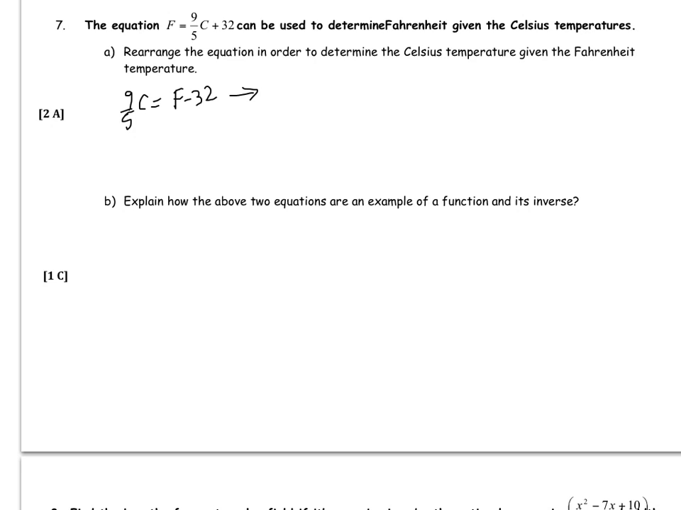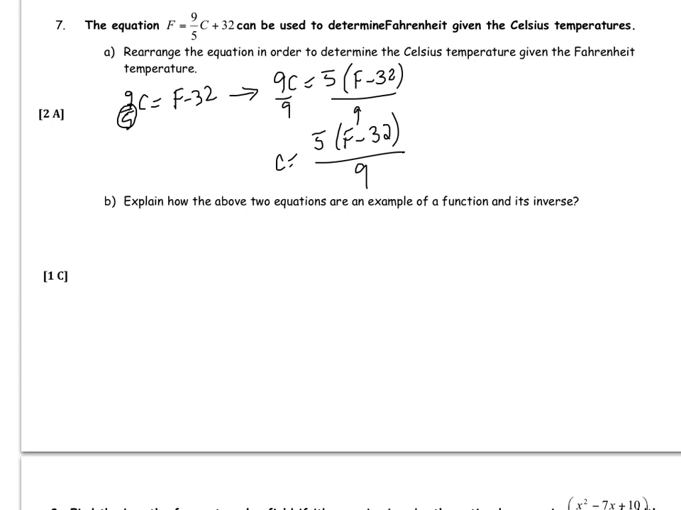Now I'm going to multiply both sides by 5 to get rid of this 5 here, so I get 9C is 5 times (F minus 32). Now I'm going to divide by 9. I'm going to get C is 5 times (F minus 32) over 9.